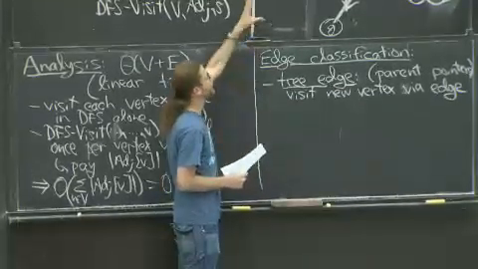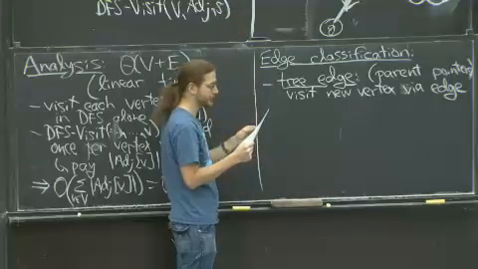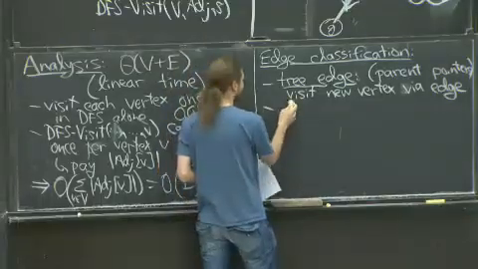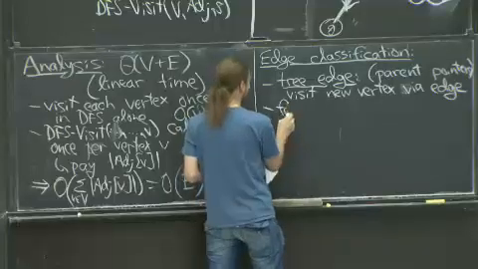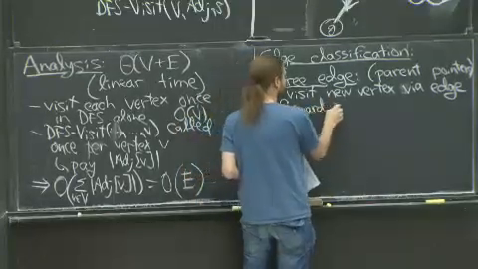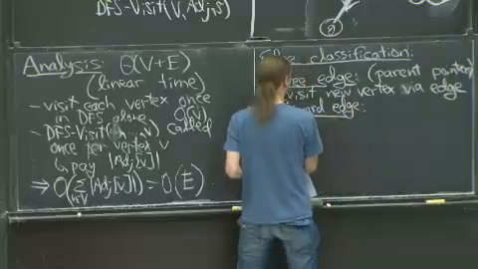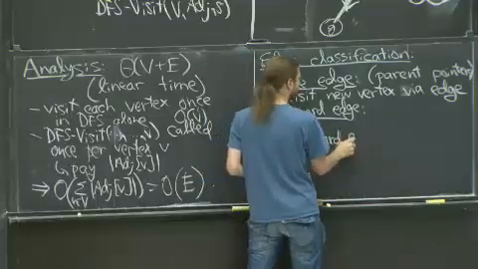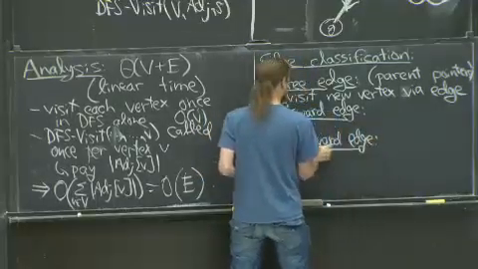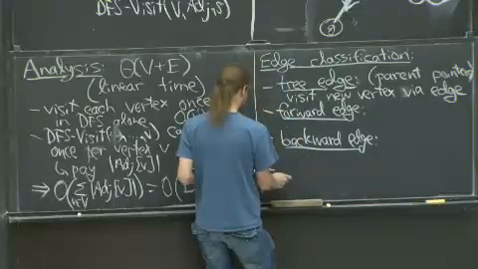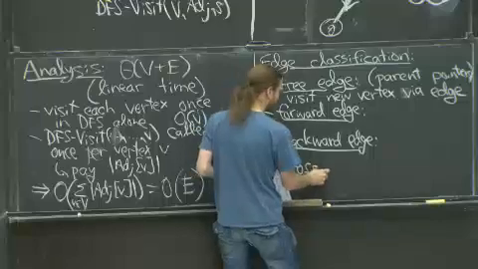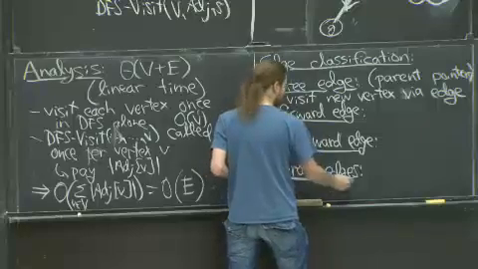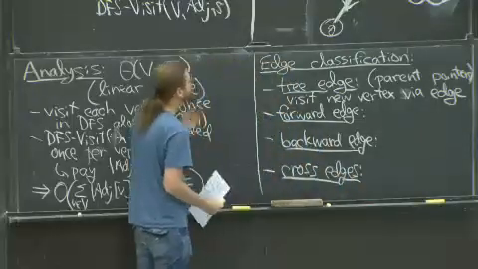There are other edges in there, the non-bold edges. And the textbook distinguishes three types. Three types? Three types. So many types. They are forward edges, backward edges, and cross edges. Some of these are more useful to distinguish than others, but it doesn't hurt to have them all.